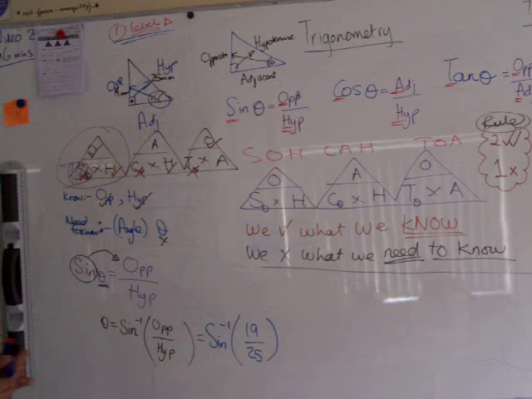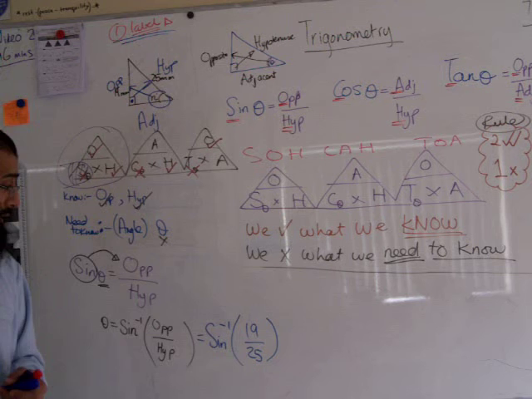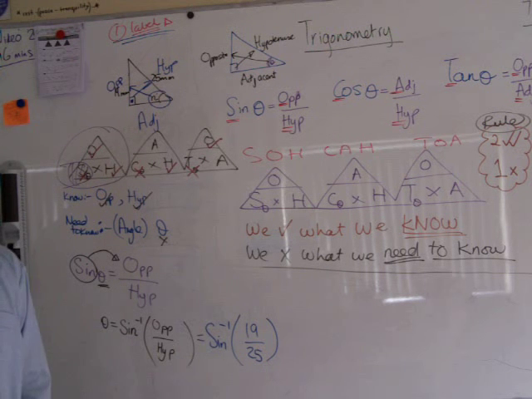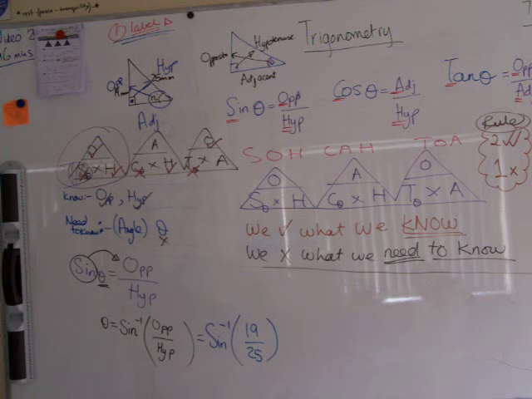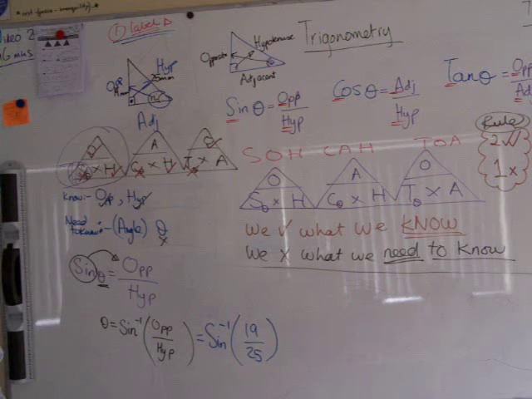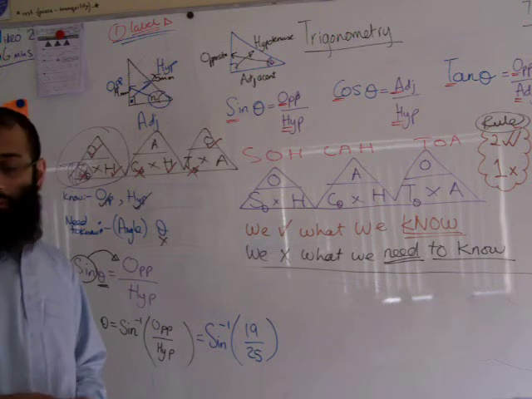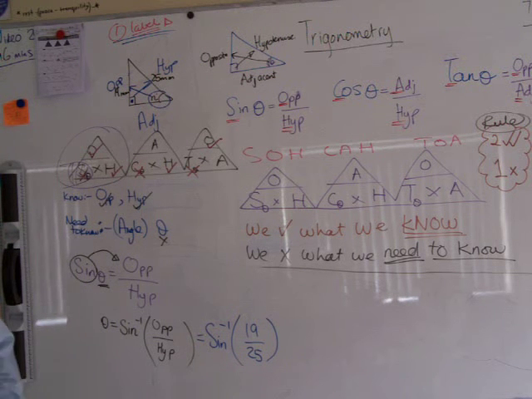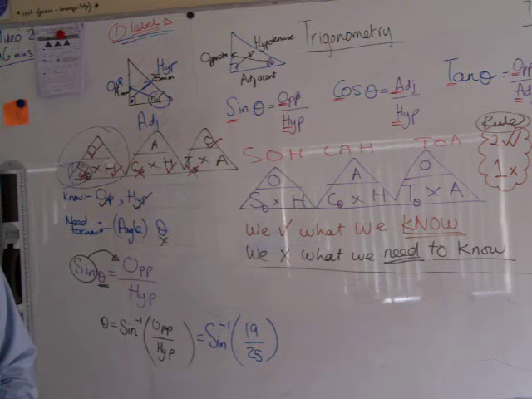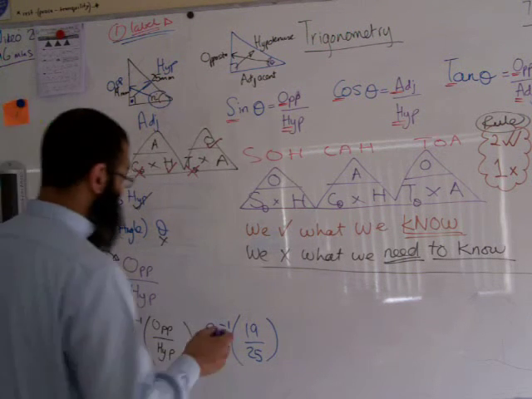So when you put that into your calculator, when you press shift sin, the minus 1 will come up and a bracket. Use the fraction button to enter 19 over 25, close the fraction button, and we should get an answer. Okay, 49.46. Now we're measuring an angle, should we give it to 1 dp? So we get 49.5.